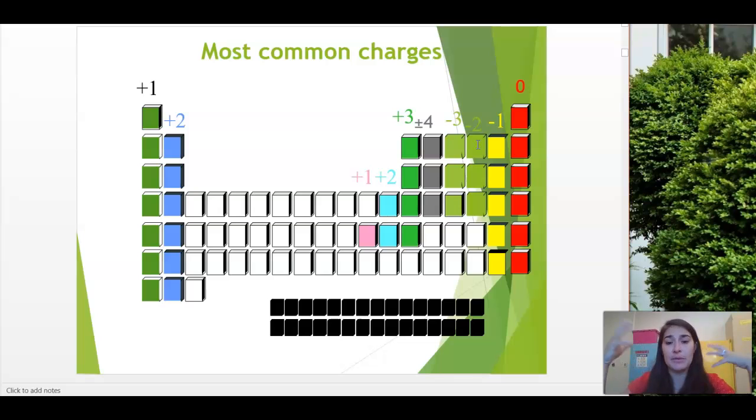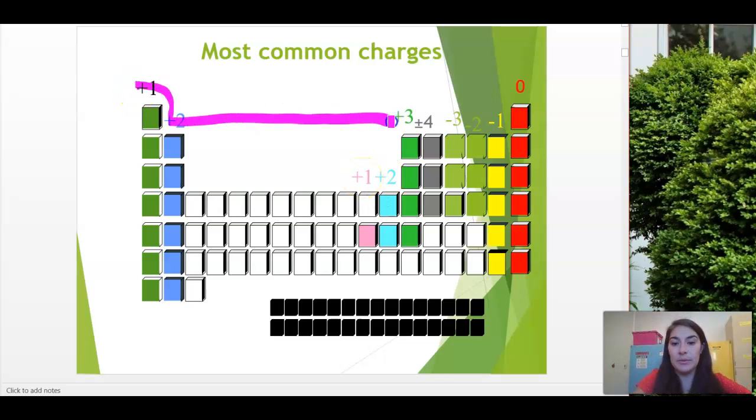So when we think about those charges, here's a quick little table that just recaps what we just said. What I think is super helpful to do to keep this straight in your mind is to look across the periodic table. Start here and go across, and ignore these down here for right now. It goes 1, 2, 3, 4, 3, 2, 1, 0.